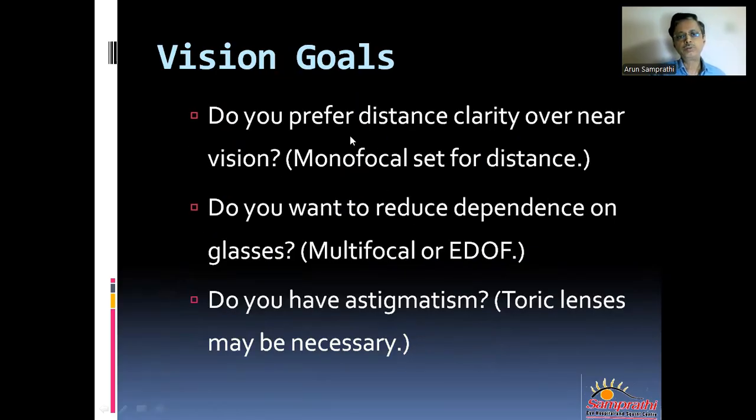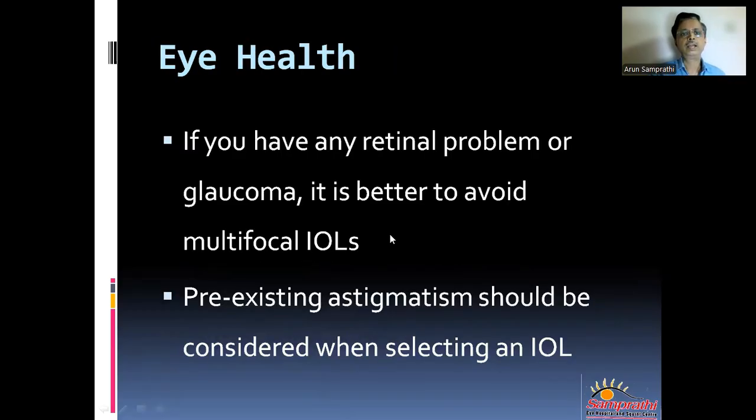Vision goals: if you prefer to have distance clarity over near vision, a monofocal set for distance is the best thing. And if you want reduced dependence on glasses, you are fed up of using glasses for many years and you want freedom from glasses, then you can consider multifocal or EDOF lenses. And if you have astigmatism, a toric lens is definitely advisable because it will correct both the spherical and the cylindrical. Coming to the other point, eye health.